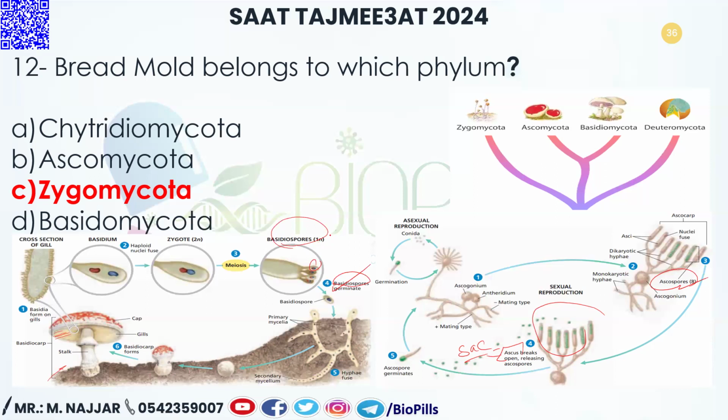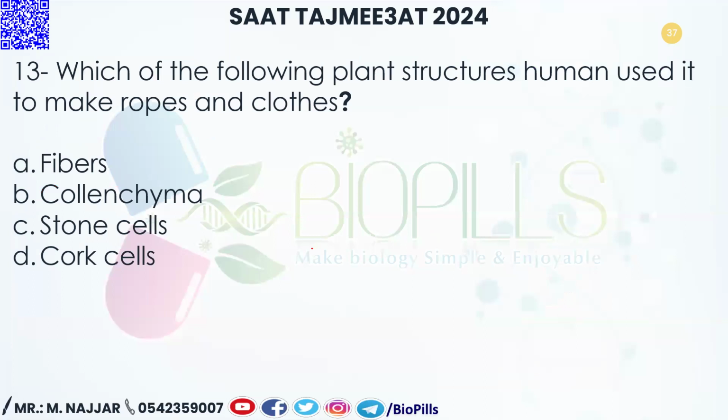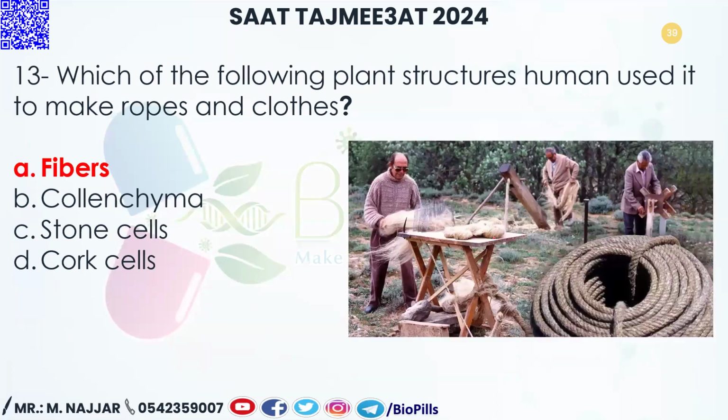So this is the way by which the molds or the fungi are classified according to their reproductive structures. Question number 13. Which of the following plant structures do humans use to make ropes and cloth? What do you think? Which one of those structures are we using for making ropes? Strong, very strong. Fibers. Yes, of course. We are using fibers, and then we make ropes from them. Exactly. It's a very easy and direct question.